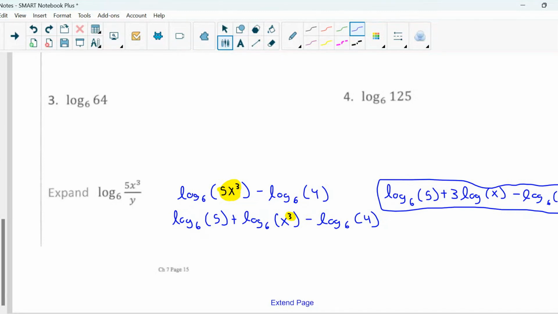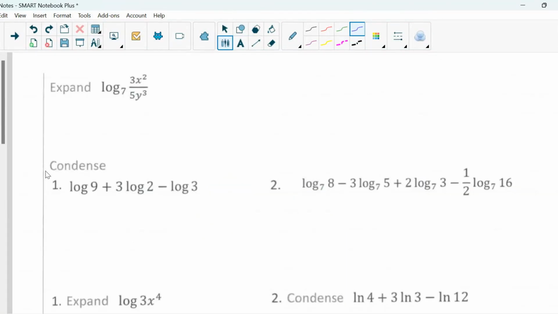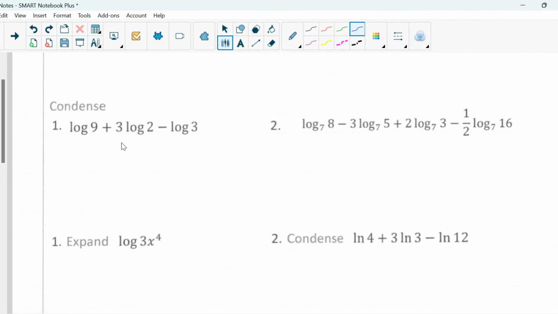All right. So that is your expanding process. We have one more on the back side, but we will save that one for class. I am going to do one condensing problem. So let's take a look at number 1 here.